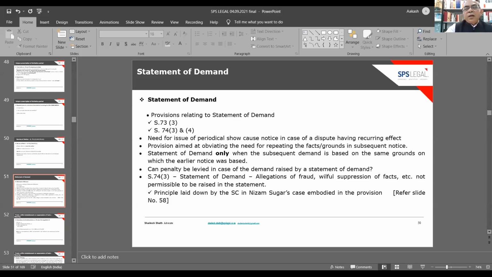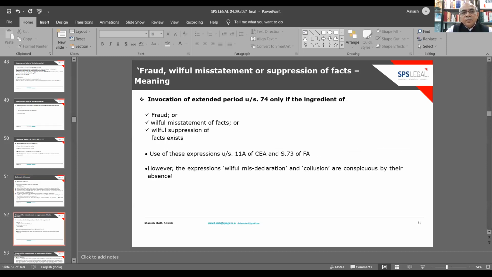This principle has been firmly laid down in the Nizam Sugar case. We will see about this judgment by the Supreme Court. This principle has been embodied in the statement of demand related provision. And therefore, there cannot be an allegation of evasion in the statement of demand for the subsequent period. And if the department has missed the boat for issuing the demand for the subsequent period, it cannot then revive the issue by alleging evasion against the party unless there is conclusive material to support the allegation. And therefore, no penal action can lie in case of a demand raised through the statement of demand. Friends, then we will take up the extended period of limitation and certain important principles of law.